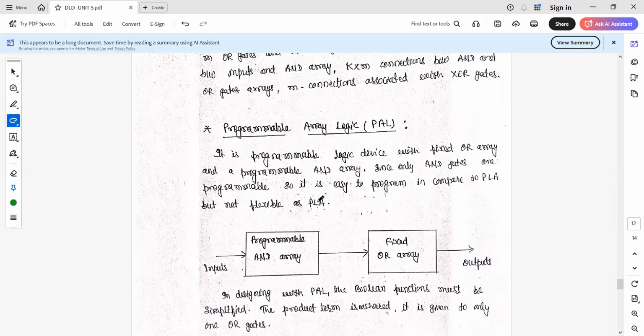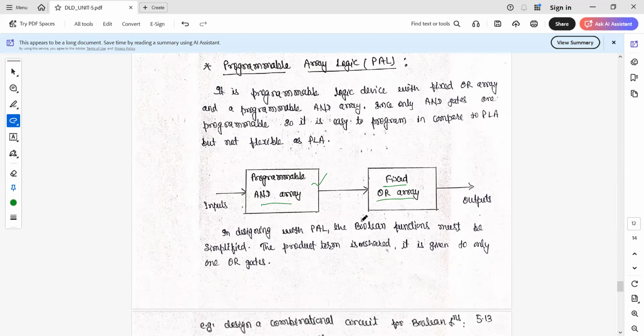The last one we are going to see is the programmable array logic. In the programmable array logic, what is the difference? The first section is the programmable AND array, whereas the second one is a fixed array. It is not programmable here. So in case of PAL, the product term we obtain will not be shared with other functions. However many inputs and product terms there are for a particular function, it is similar, and again we have to provide the AND gate for that product term also.